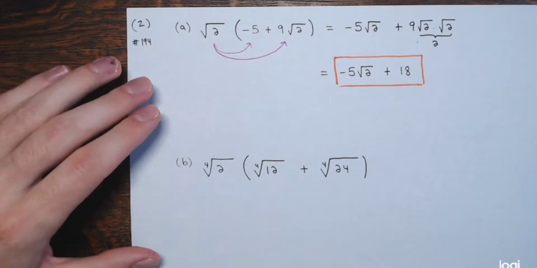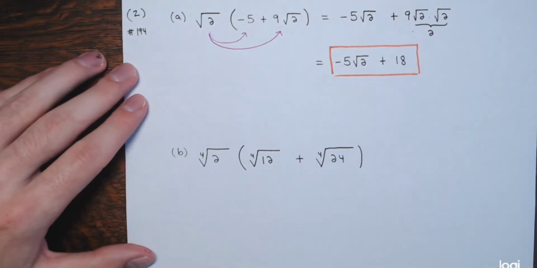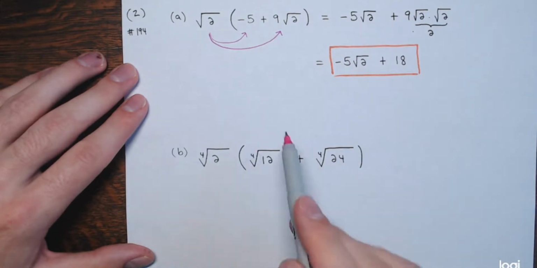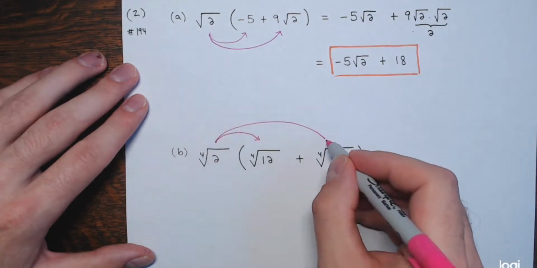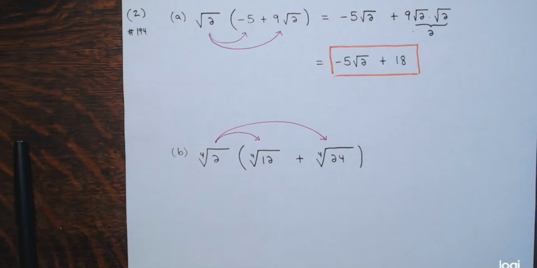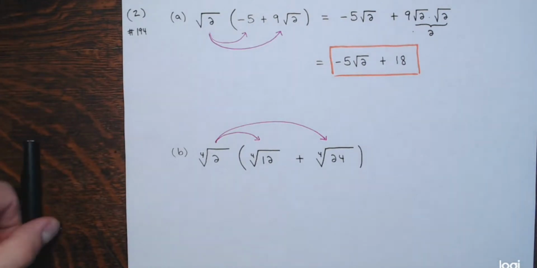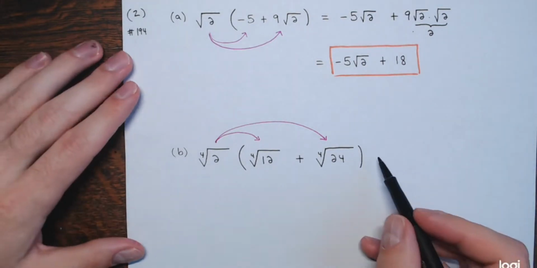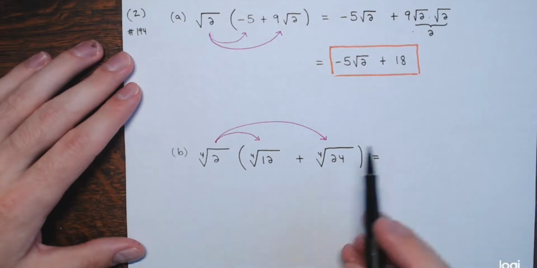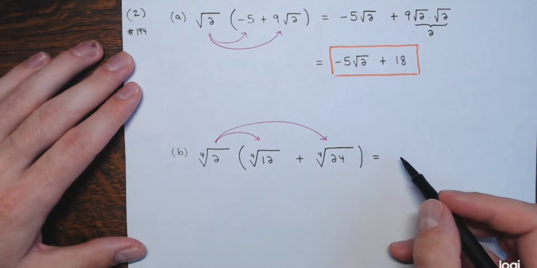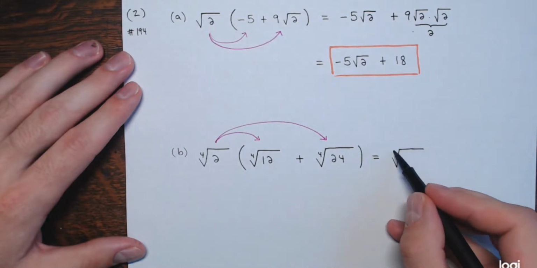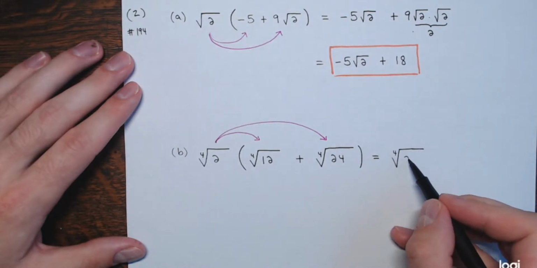Okay, great. Number 2, part B. Again, I have a one-term expression multiplied by a two-term expression. So I need to distribute the one term to the two terms. Now, every single one of these is a 4th root, right? So I can multiply them using the product property. Right, so 4th root of 2 times the 4th root of 12 would be the 4th root of 2 times 12, or 24.